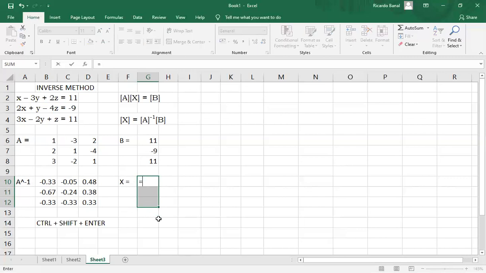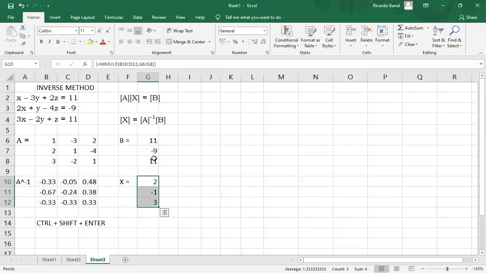And then you have to write mmult. That is the matrix multiplication command in Microsoft Excel. And then you have to click the array, or the matrix, that you want to multiply. So this is the A inverse, then comma, our B. And after that, you have to press again Control plus Shift and then Enter. And this is now the value of x, y, and z.